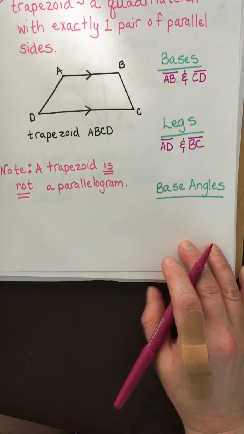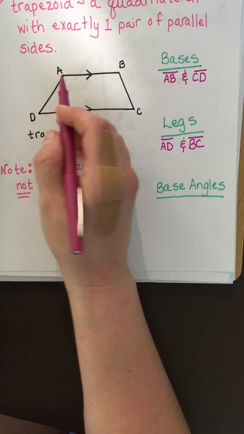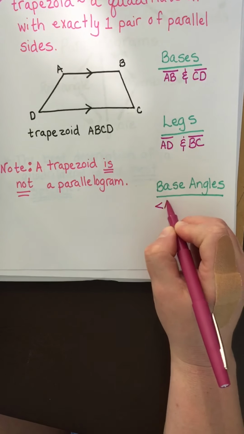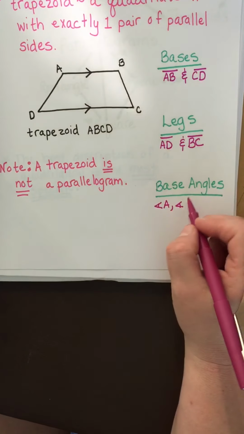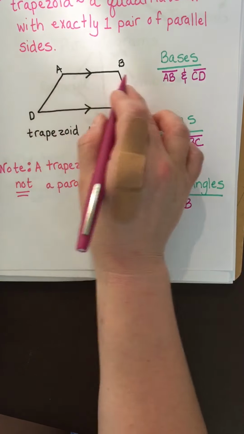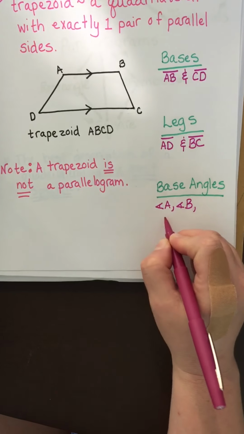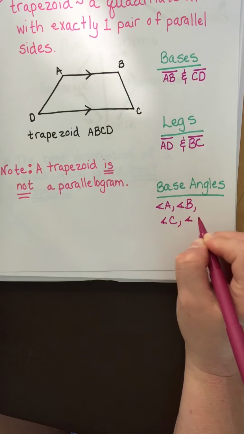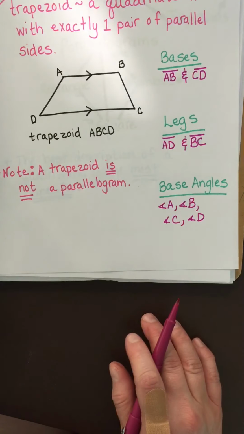All right, and the base angles are just the angles located at the ends of the bases. So my base angles would be angle A right here, angle B. Those are the base angles for segment AB. And then angle C and angle D. And those are the base angles for the base CD.